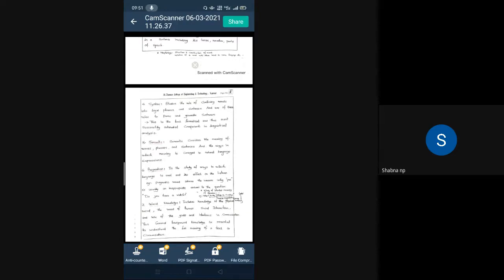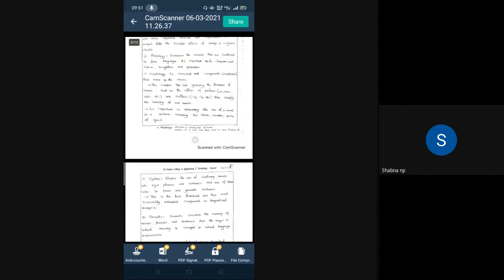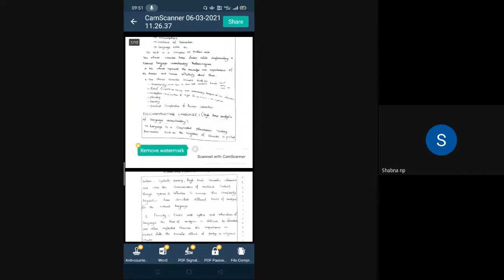Sixth one is pragmatics, seventh one is world knowledge. So these are the different levels of analysis. This is also an important question: which are the different high-level analysis methods of language understanding, or explain deconstructing a language. This is also a university question, deconstructing language.